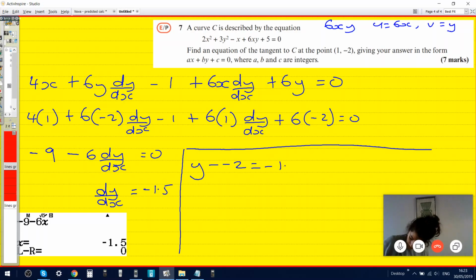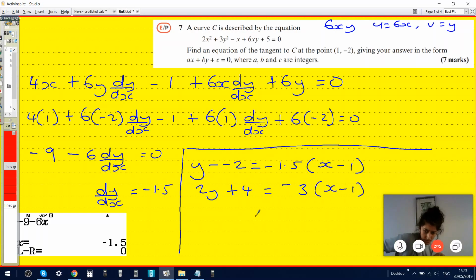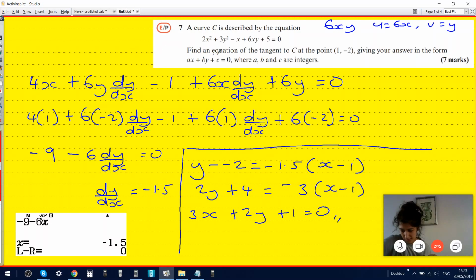minus 3 over 2, x minus 1. 2y plus 4 equals minus 3x plus 3. So then we get 3x plus 2y plus 1 equals 0. 3x plus 2y, that's B plus. So what you got? Yeah. 3, 2, 1. Okay. Yeah, just watch out for product rule, I suppose. Very commonly, they put the x and y together. Any questions there?